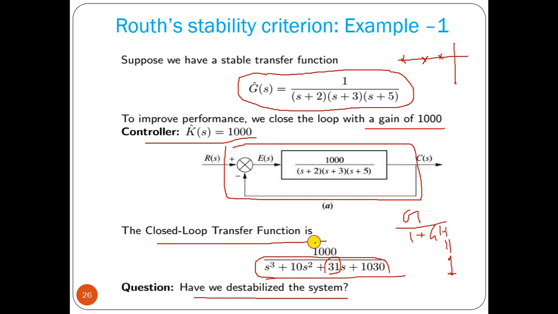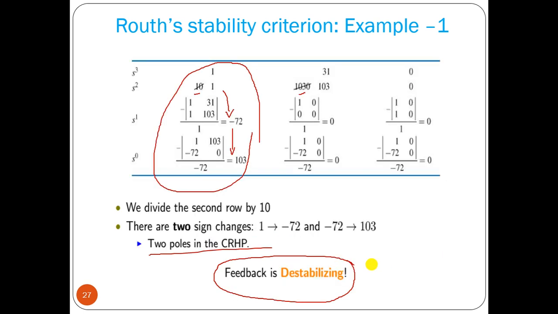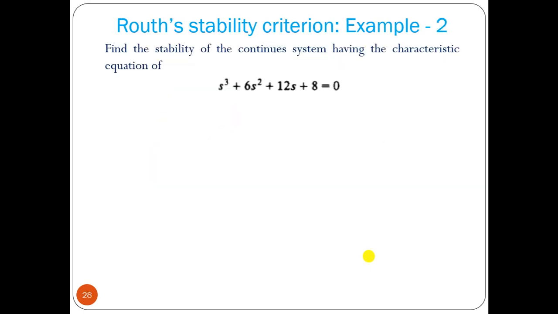Why? Because this 1000, this proportional constant, is much higher. If you reduce that value, then we can get your system stable. That is the point. Now let us solve another problem that finds the stability of a system with the characteristic equation given as this. So here we can see this is a third order system.